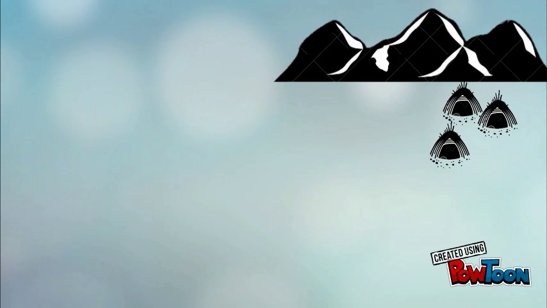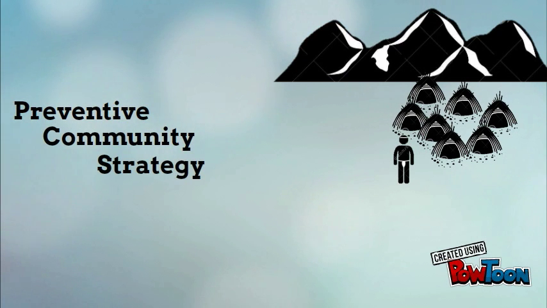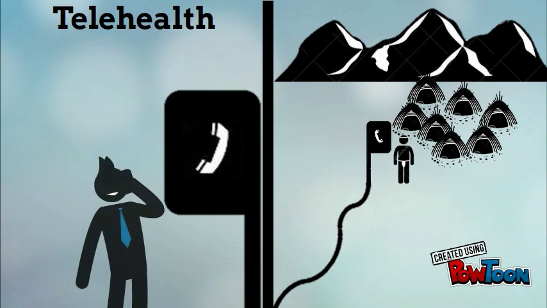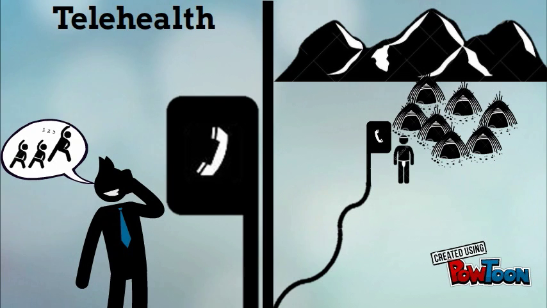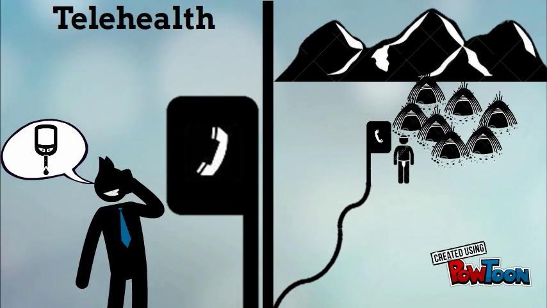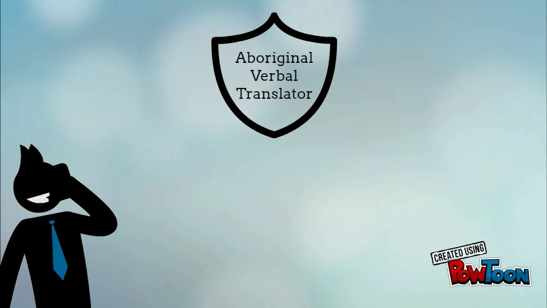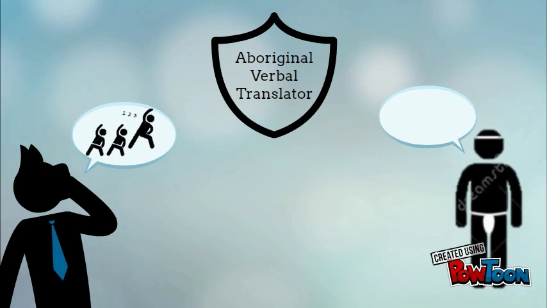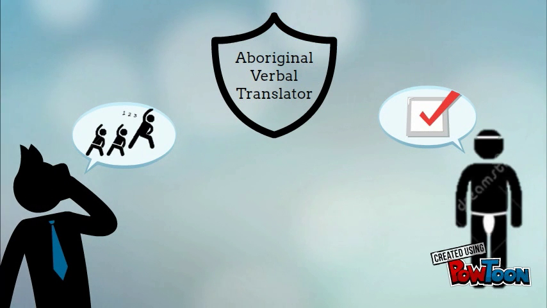Therefore, to reach the remote Indigenous population, a preferred preventive community strategy to respond to this health inequity is using telehealth, which involves diabetic educators providing information about diabetes, encouraging and promoting lifestyle changes, as well as diabetes management in the Indigenous population through telephone. Another new feature to this proposed strategy is a voice automated application that can translate diabetic information into different Aboriginal languages, which will assist diabetic educators to communicate with those that don't speak English in remote areas.